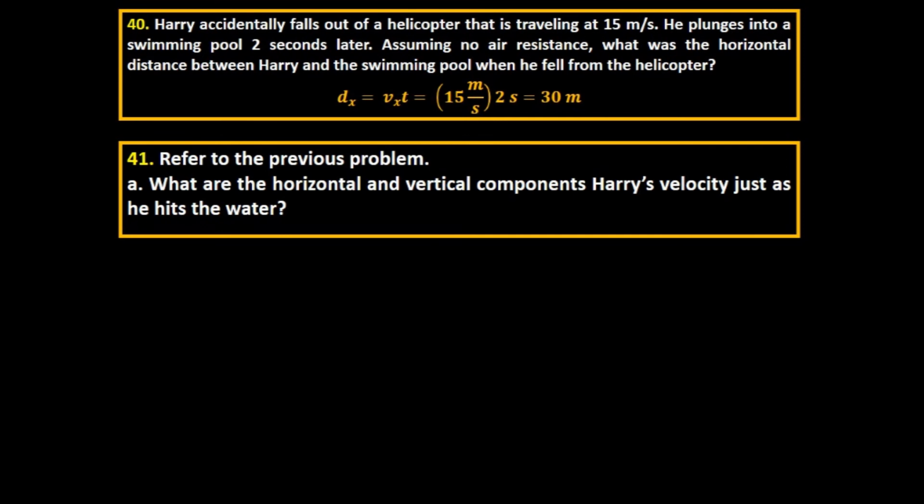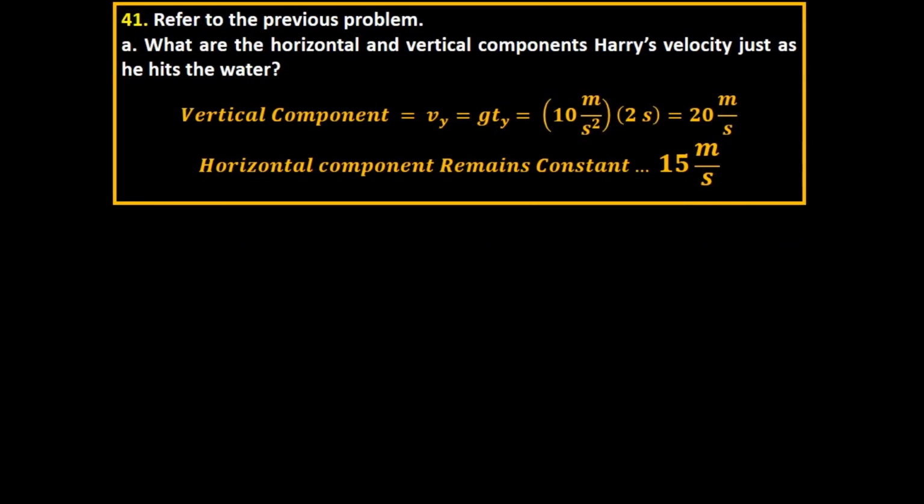Well, what would be the horizontal? The horizontal component would be the easiest. What do you think the horizontal component would be just as he hits the water? Well, the horizontal component remains constant, 15 meters per second, and that's what it always is. The vertical component is a little different. Remember, he's falling from rest, so you can use the shortened equation Vy equals g t, which is going to be 10 meters per second squared, it's positive, times 2 seconds, and that's 20 meters per second.